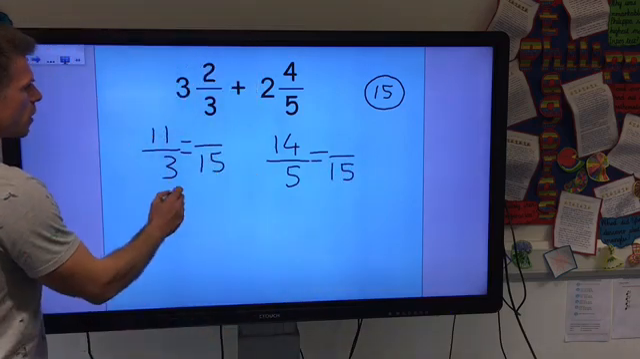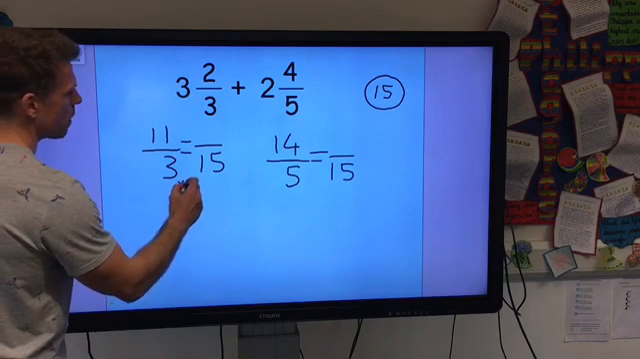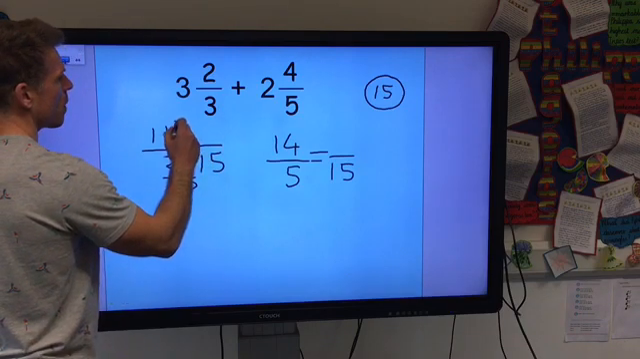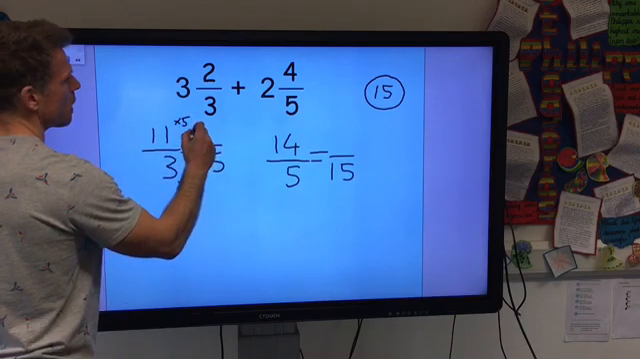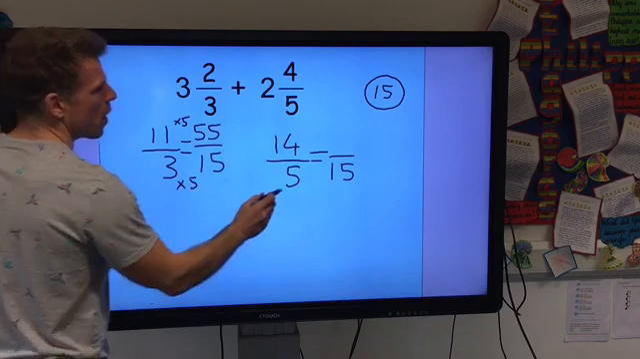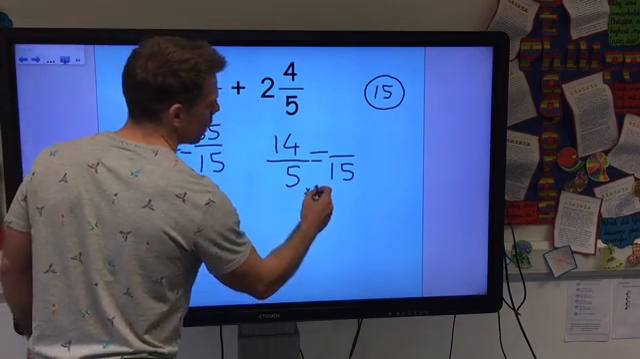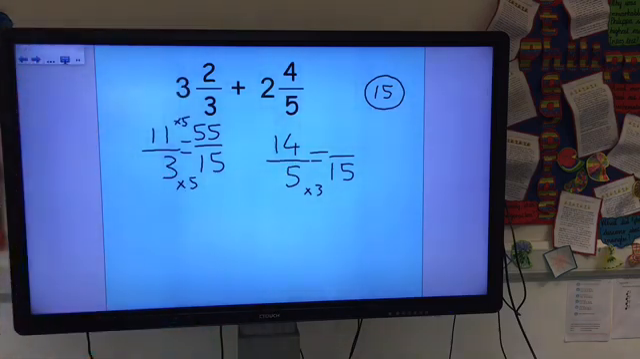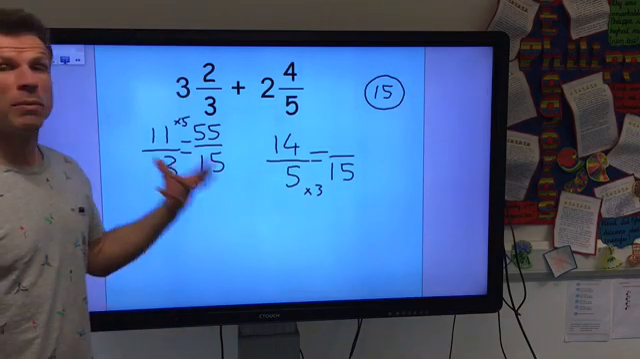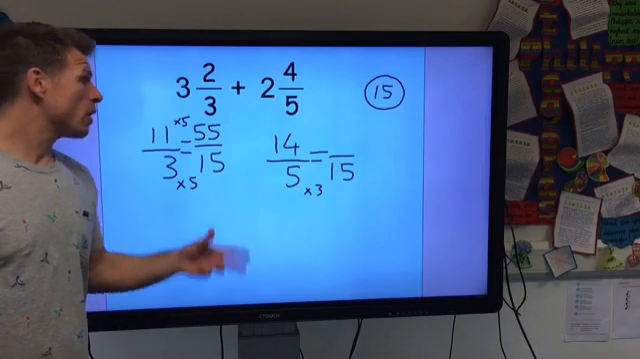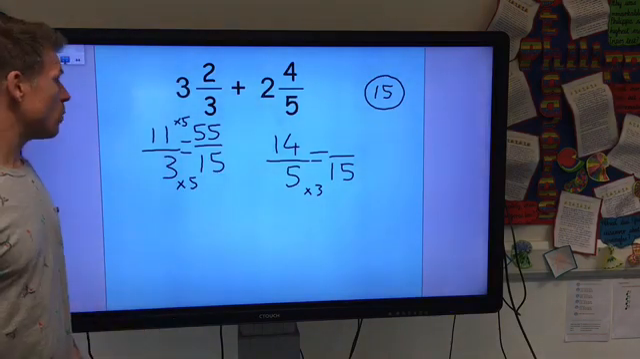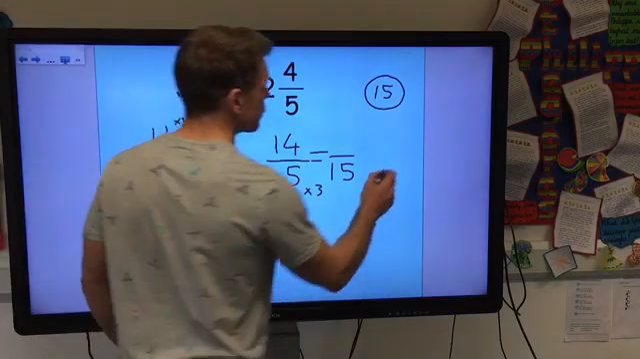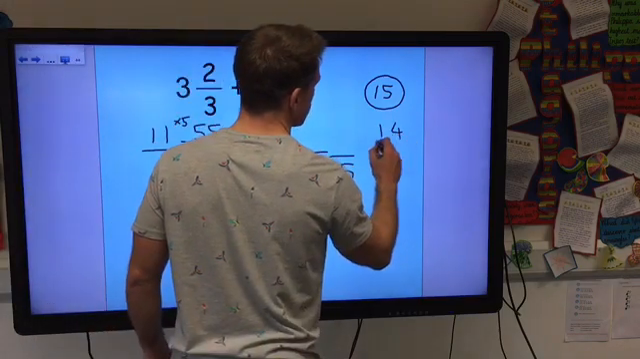Okay, so 3 times 5 is 15. 11 times 5 is 55. 5 times 3 is 15. I like to do a little times there just to remind myself. 14 times 3. Now, if you can't remember, or if you're not able to do 14 times 3 in your head, you might very quickly just want to do a little column multiplication next to it. So here we go, 14 times 3.